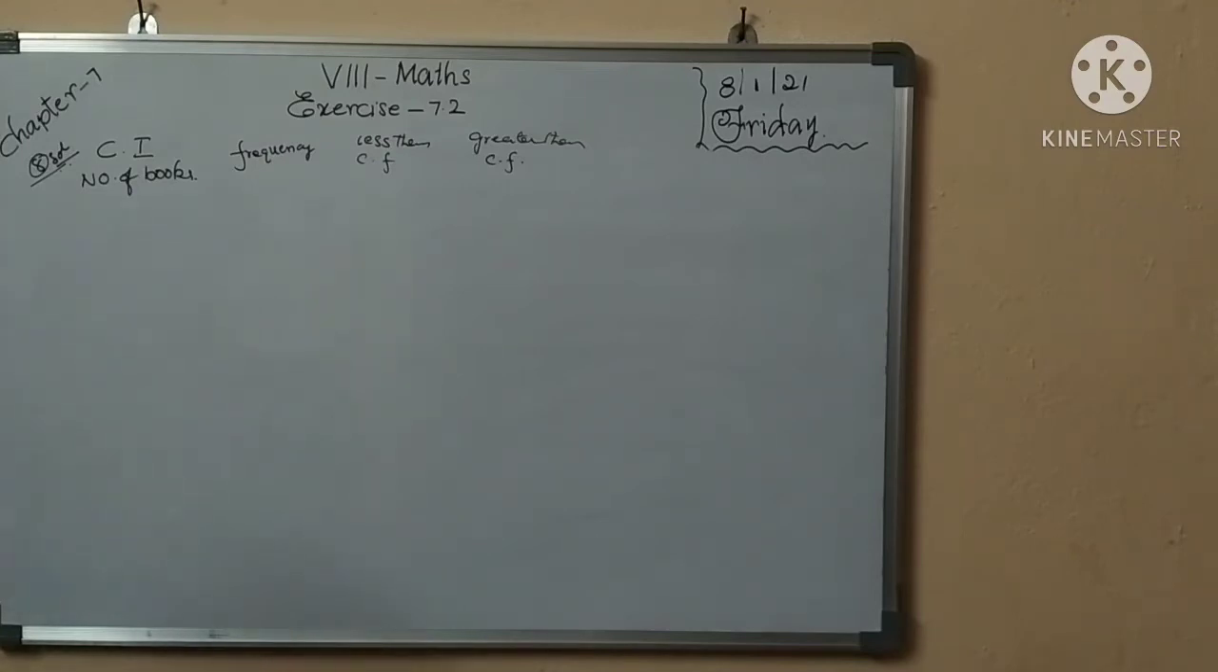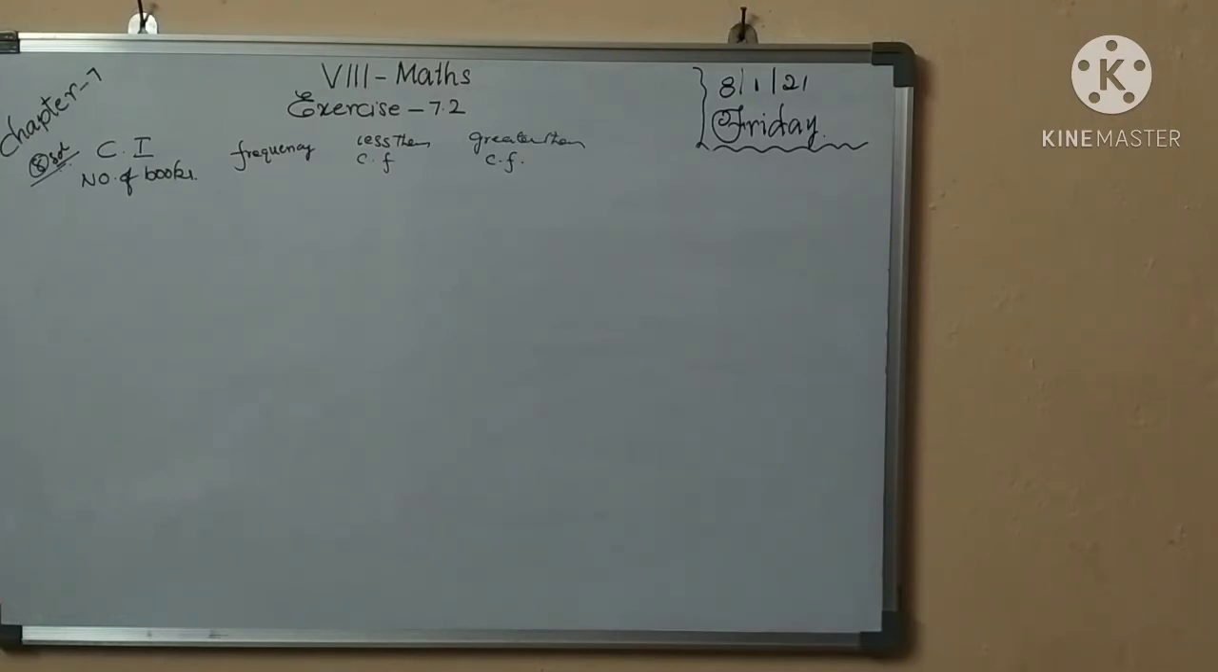Next, the eighth question, children. Look at the eighth question. The number of readers in a library are given below. Write the frequency of the respective classes. Also write the less than cumulative frequency. Did you understand the question, children? The number of readers in a library are given below. Here the data is given. Write the frequency of the respective classes, and also write the less than cumulative frequency.